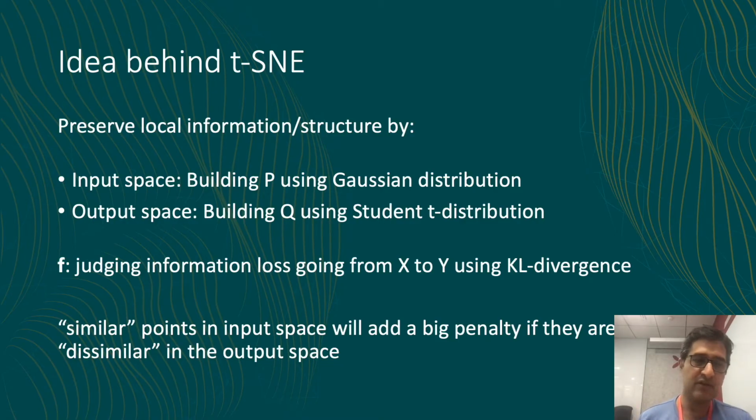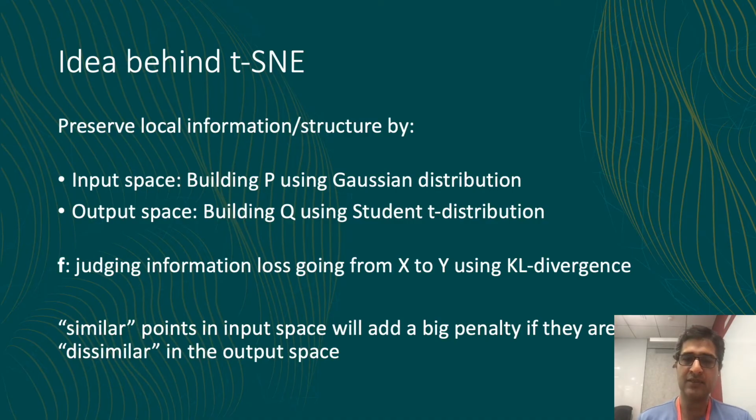So essentially, restating it, similar points in the input space should be converted to similar points in the output space, which is, similar points in X get to similar points in Y, but vice versa need not be true. Now, the specific choice of the distance measure, which is F between the two matrices P and Q, is chosen to be KL divergence.